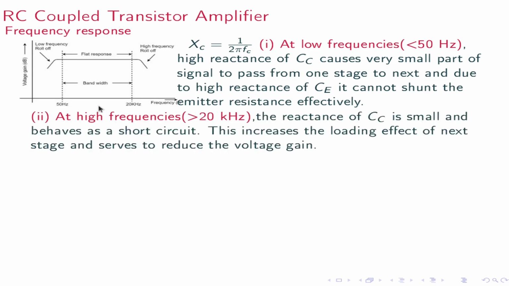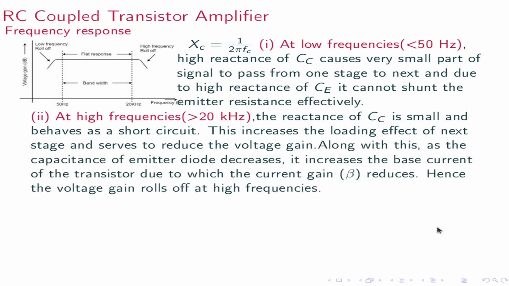At high frequency, greater than 20 kHz, the reactance of Cc is small and it behaves as a short circuit. This increases the loading effect of the next stage and serves to reduce the voltage gain. Along with this, as the capacitance of the emitter diode decreases, it increases the base current of the transistor, due to which the current gain reduces. Hence, the voltage gain rolls off at high frequencies.